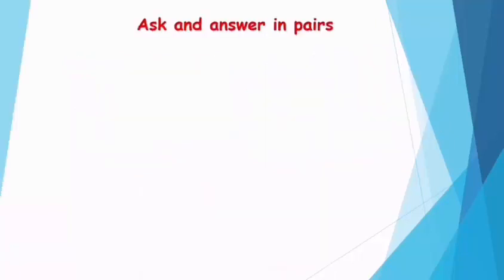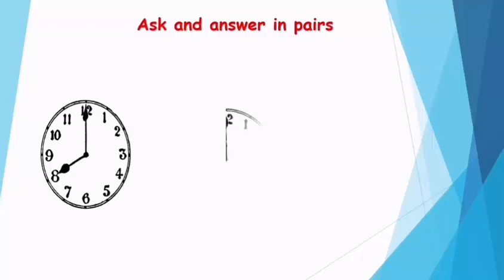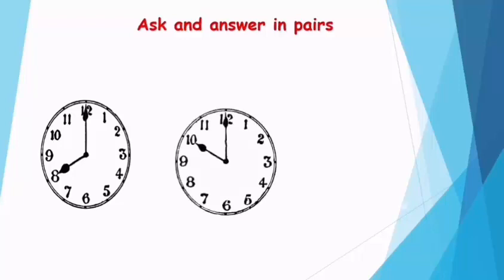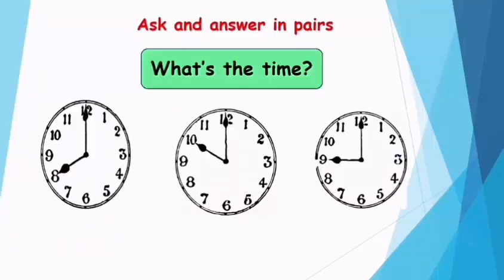Ask and answer in pairs. We are going to ask and answer about the time here. The question is, what's the time? Look at picture number one. It's 8 o'clock. Now we go to picture number two. We are going to count: 1, 2, 3, 4, 5, 6, 7, 8, 9, 10. So what's the time? It's 10 o'clock. Picture number three. You are going to count from 1 to 9. That's good.